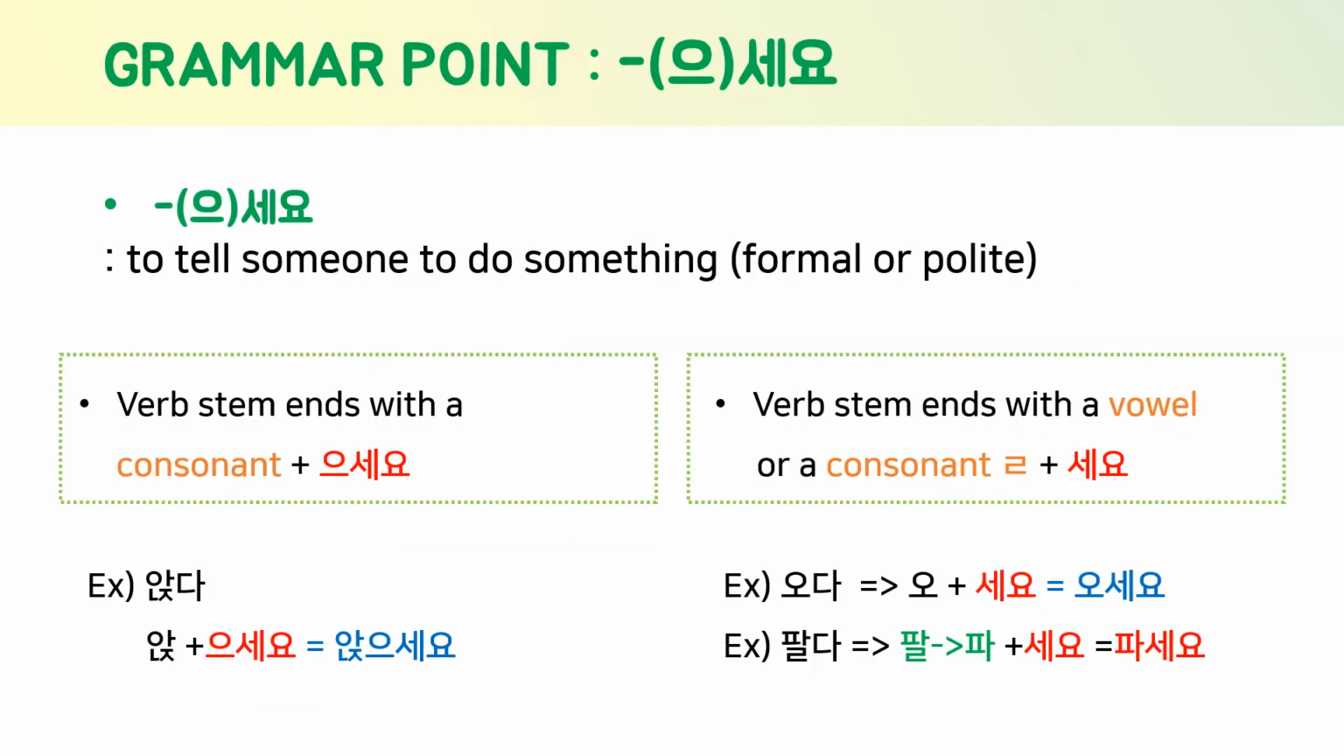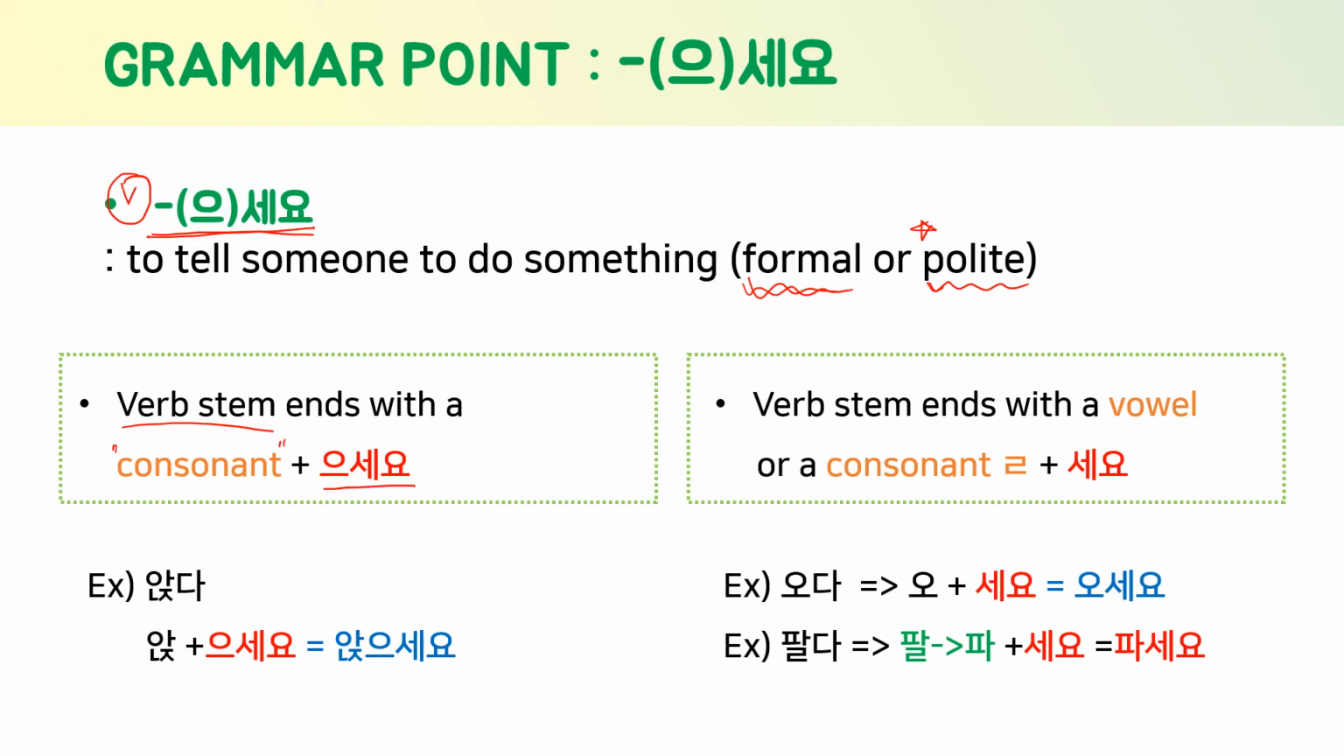All right. So this one is the grammar part. 으세요, 세요. So we conjugate with the verb. This is the formal and polite ending. This ending is used whenever you tell somebody to do something in a polite and formal way. Okay. So the conjugation is, if the verb stem ends with a consonant, you add 으세요.